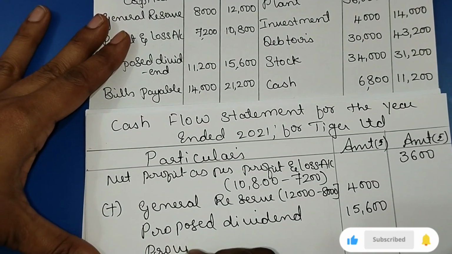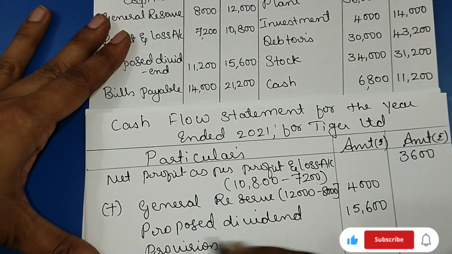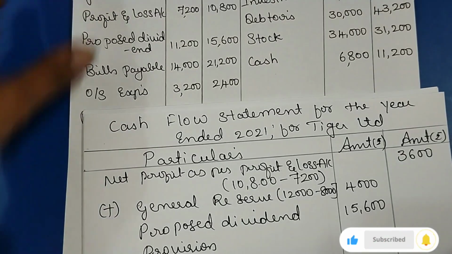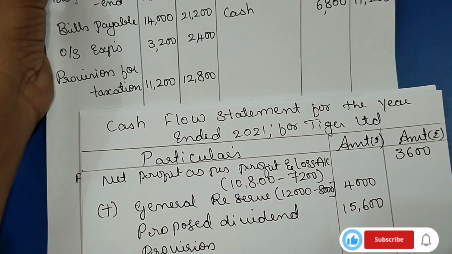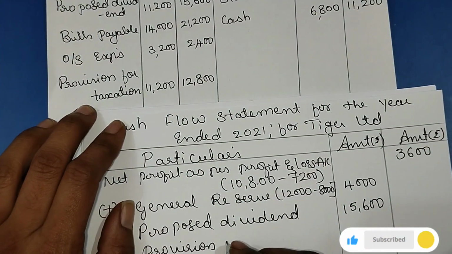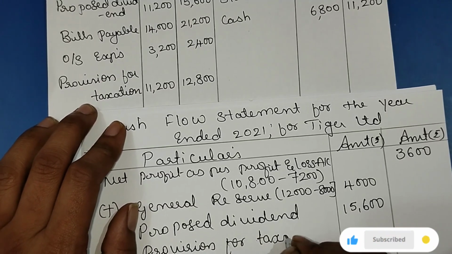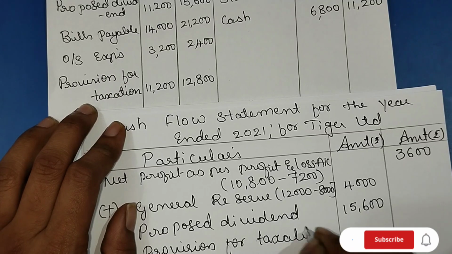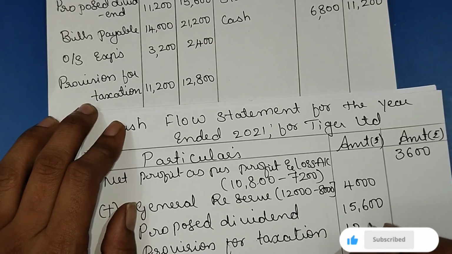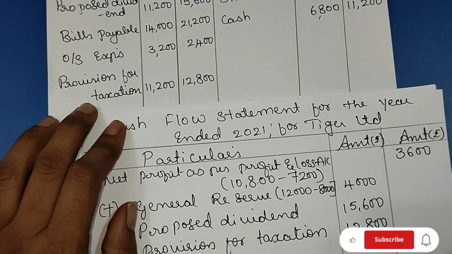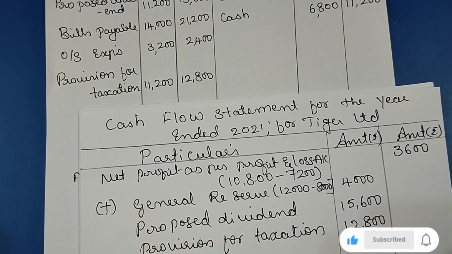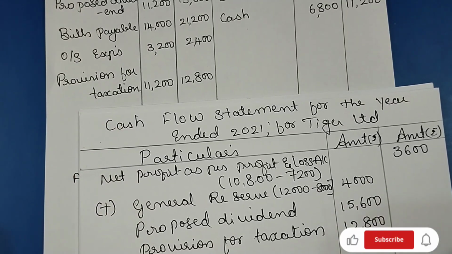Provision for tax, what is it? We don't know the future, what will be the exact tax amount. By approximation, we are keeping some amount to meet the future expenses. So that is why it is called a provision. Provision for taxation 12,800 amount we have taken. Now add these three amounts.